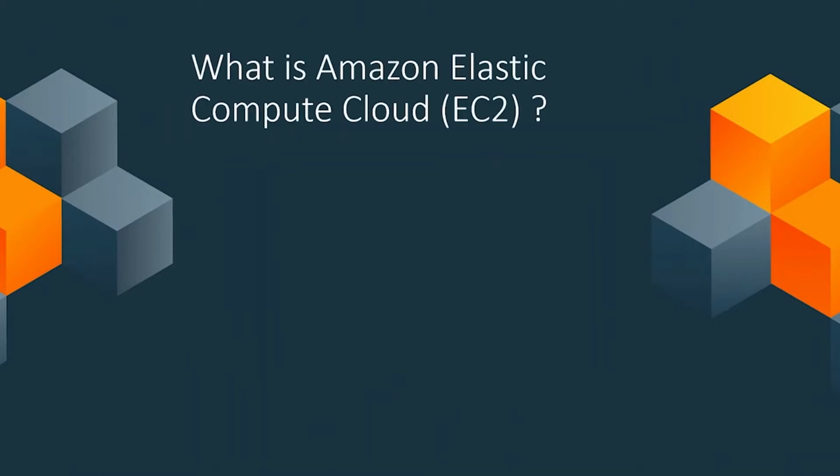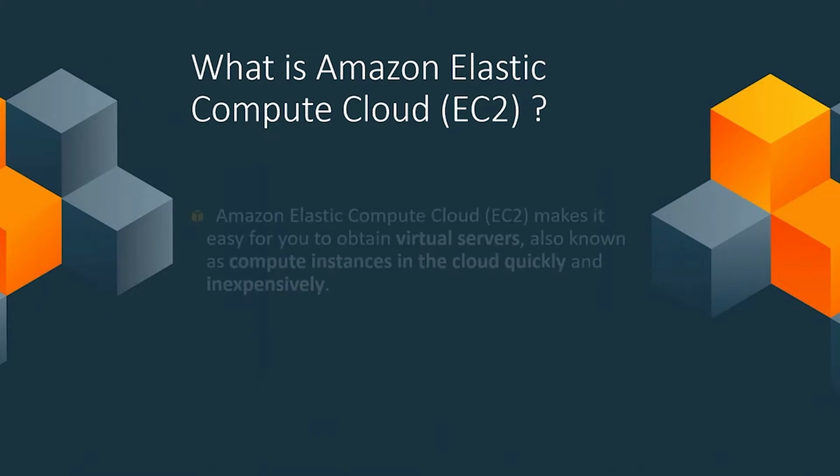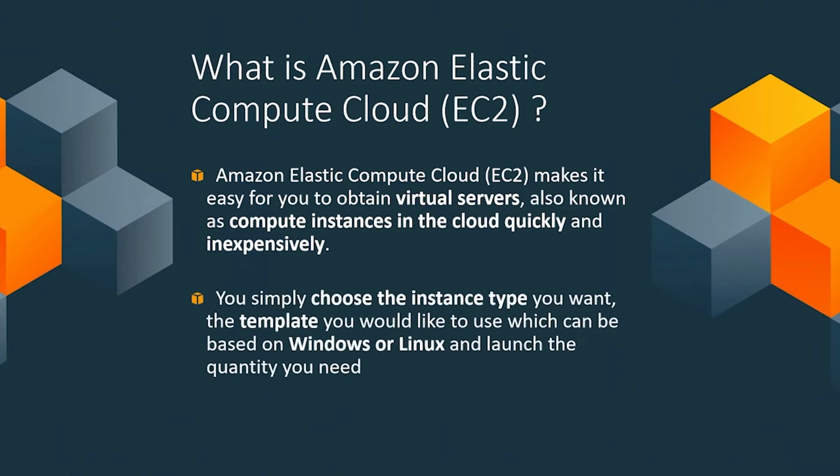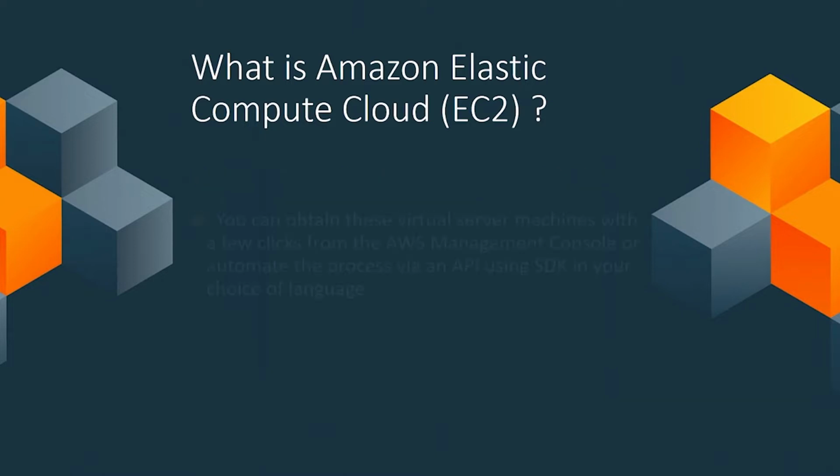Okay, so what are these Elastic Compute Cloud instances or EC2 instances? Well, Amazon EC2 makes it easy for anyone to obtain virtual server computers, also known as compute instances, in the cloud quickly and inexpensively. You can choose the instance type you want, the template, and also which operating system you want your instance to be running on. It can be Windows or Linux, but also you can choose macOS as well.